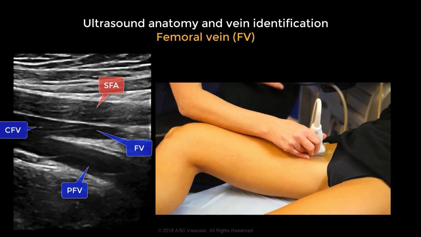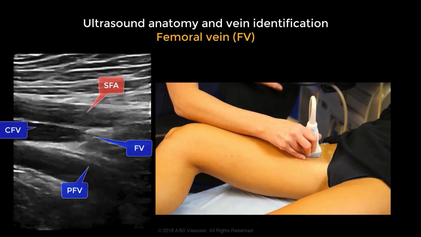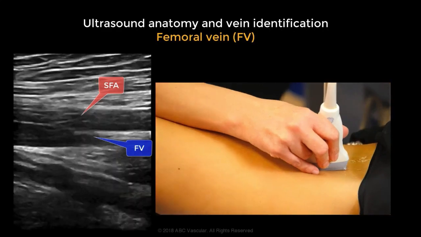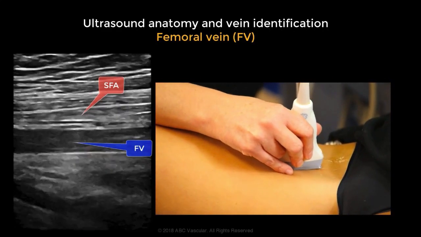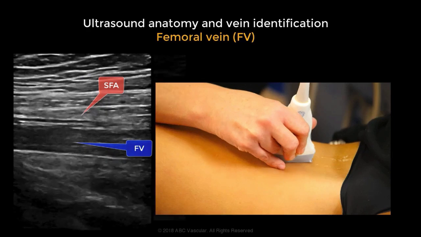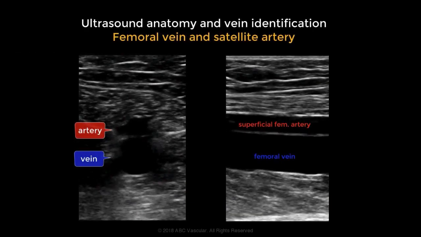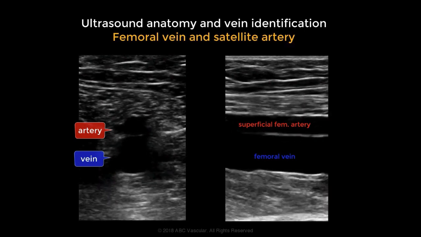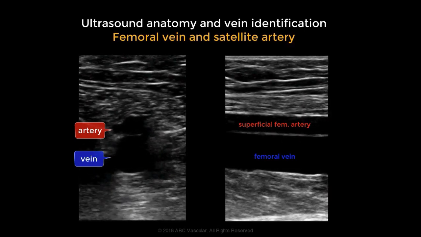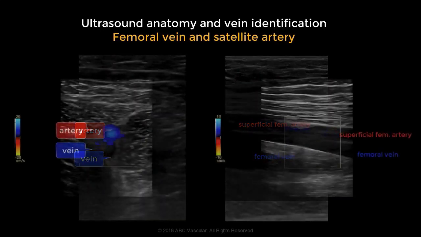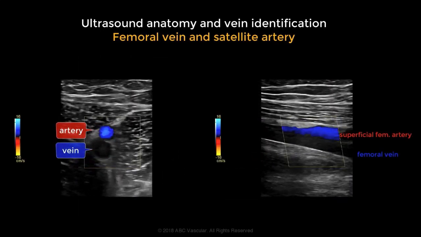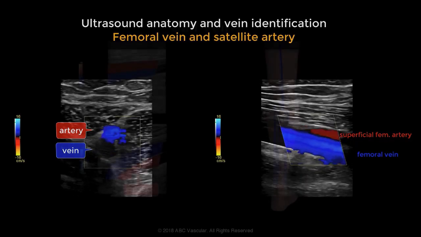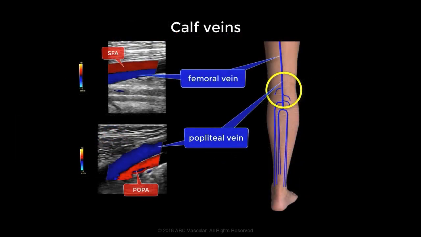From this level, move the transducer further down distally into the thigh to identify the femoral vein. The femoral vein lies posteriorly to the superficial femoral artery, and you can appreciate this both in cross-section and longitudinal views. This is an important landmark, especially in the presence of pathology. Therefore, we have arterial flow superiorly compared to the venous flow. This will be different when we approach the calf veins, where the popliteal vein is actually superior compared to the artery.